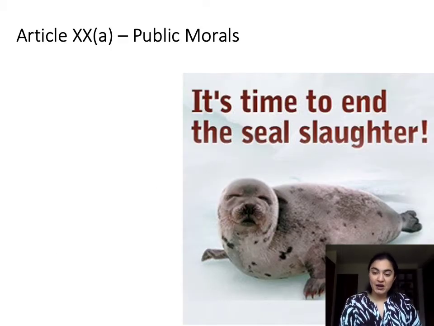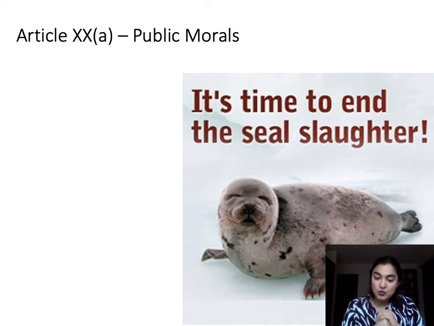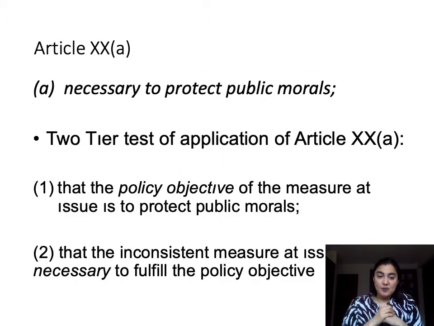Okay, so let's get started with Article 20A. So Article 20A allows you to protect public morals. It allows you an exception to violate your WTO commitments, your obligations under the WTO law, as long as you can argue that you have to violate these commitments to protect your public morals. Now, it reads as follows. We've already had a look at it. So after the chapeau, it says necessary to protect public morals.